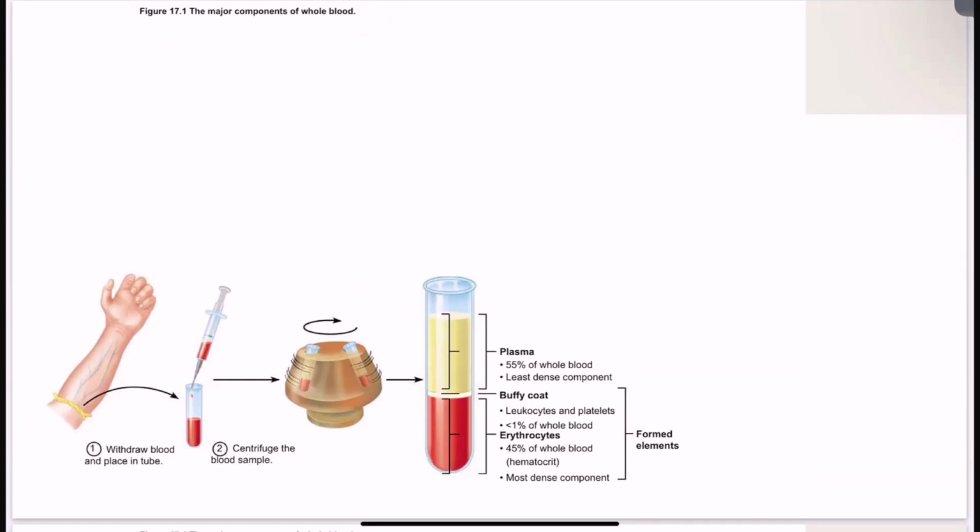So when I think of blood, I'm always thinking about blood in terms of blood equals cells plus liquid. That's what I always think about. Blood is cells in liquid. And those cells have a special name. They're called formed elements. And that liquid has a special name. That liquid is called plasma.